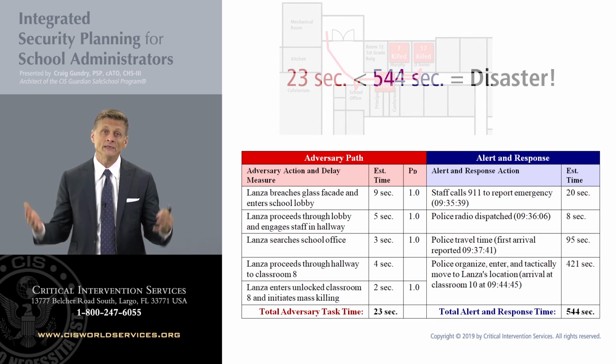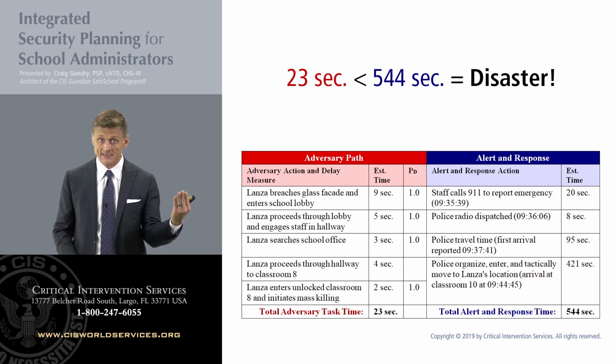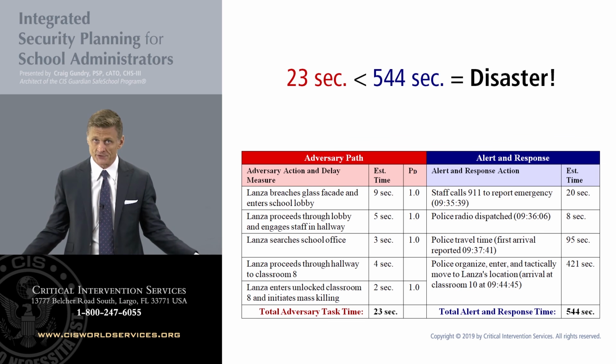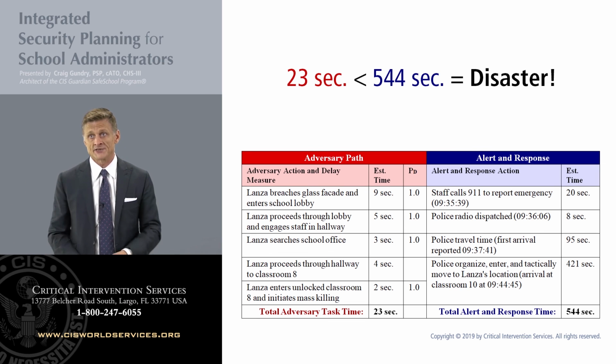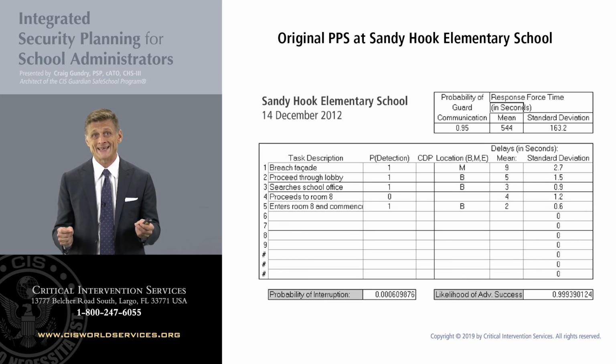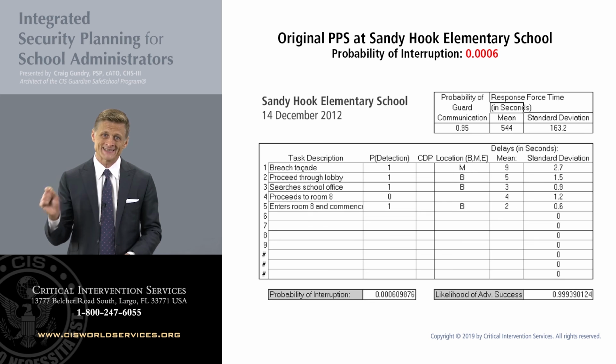Unfortunately, when we look at this, 23 seconds adversary task time compared to 544 seconds response time, that's a disaster. Obviously, Adam Lanza was already commencing mass killing long before law enforcement arrived on site, or made entry into the building, I should say. We can model this out using the estimated adversary sequence interruption model to derive quantitatively the probability of interruption of that physical security system, as it were. That is what you're seeing on slide right now. When this is modeled out, the probability of interruption turns out to be 0.0006.